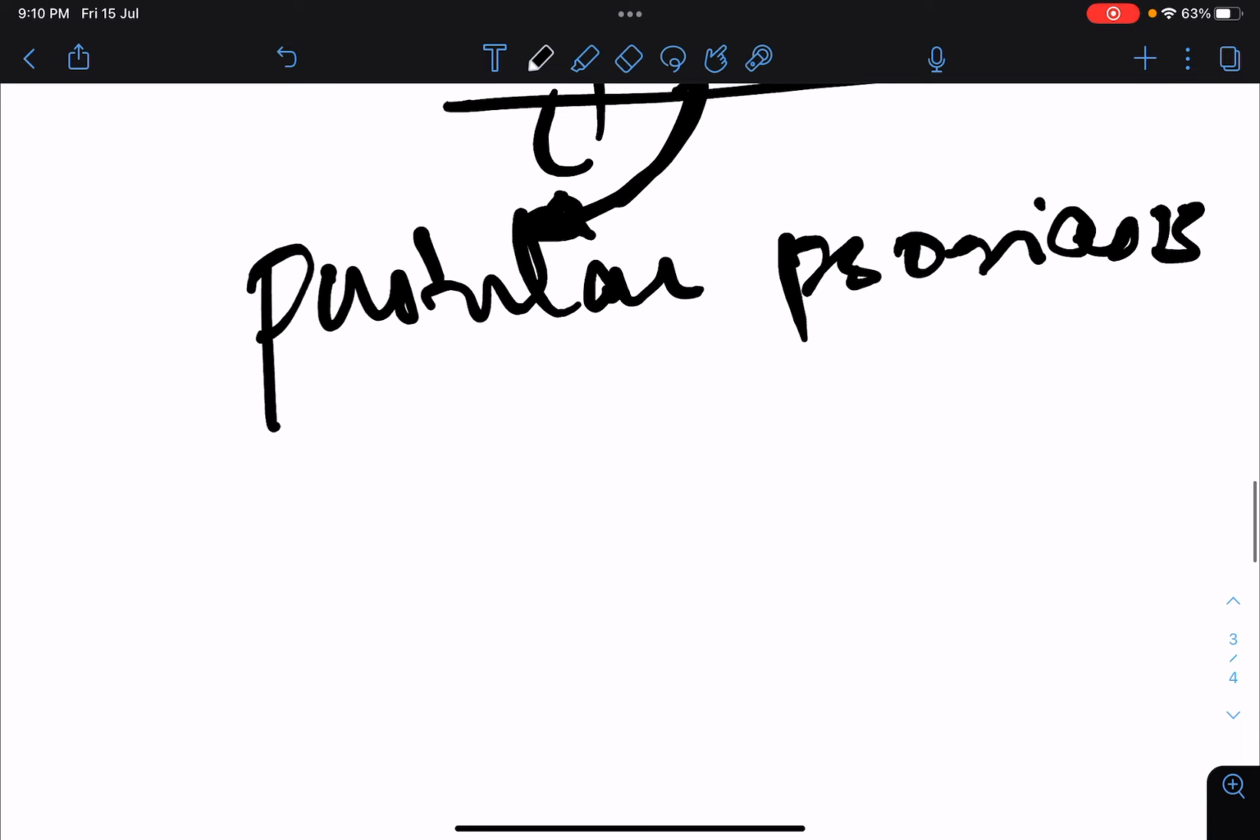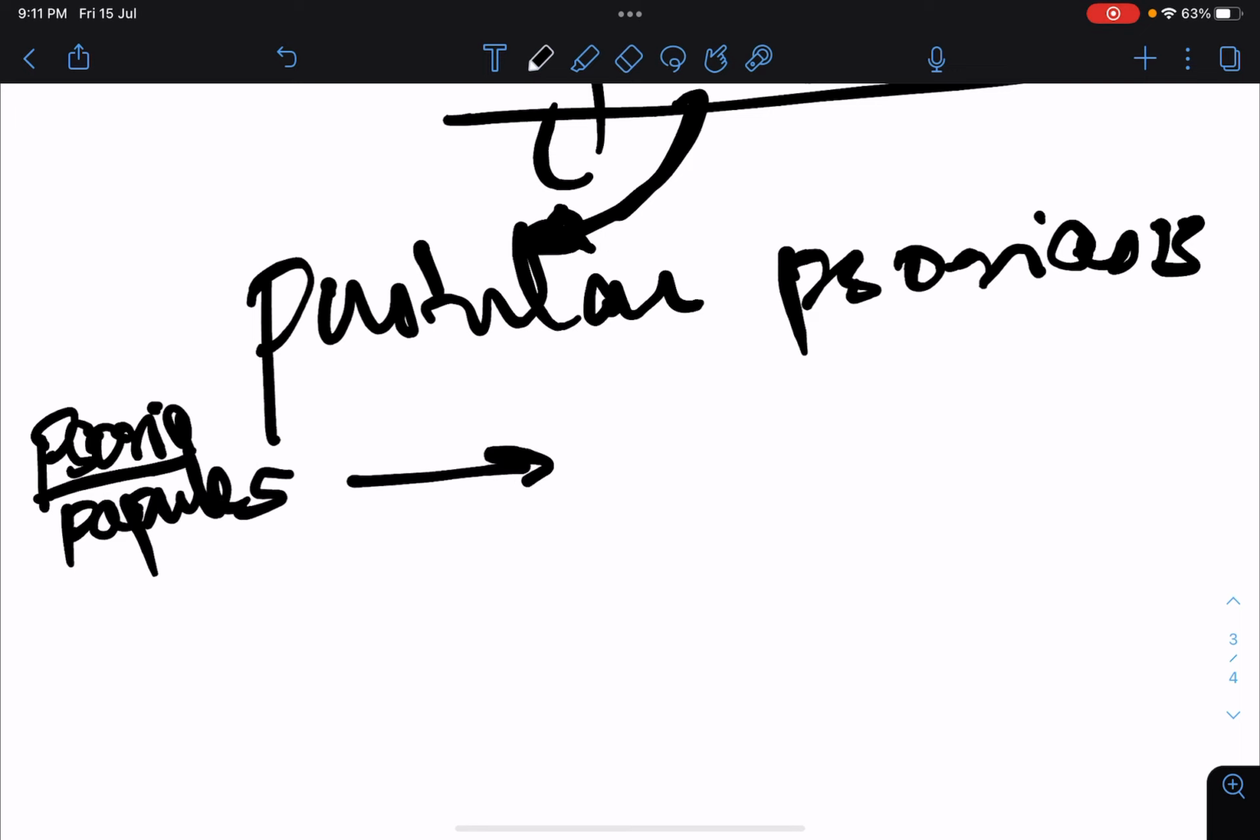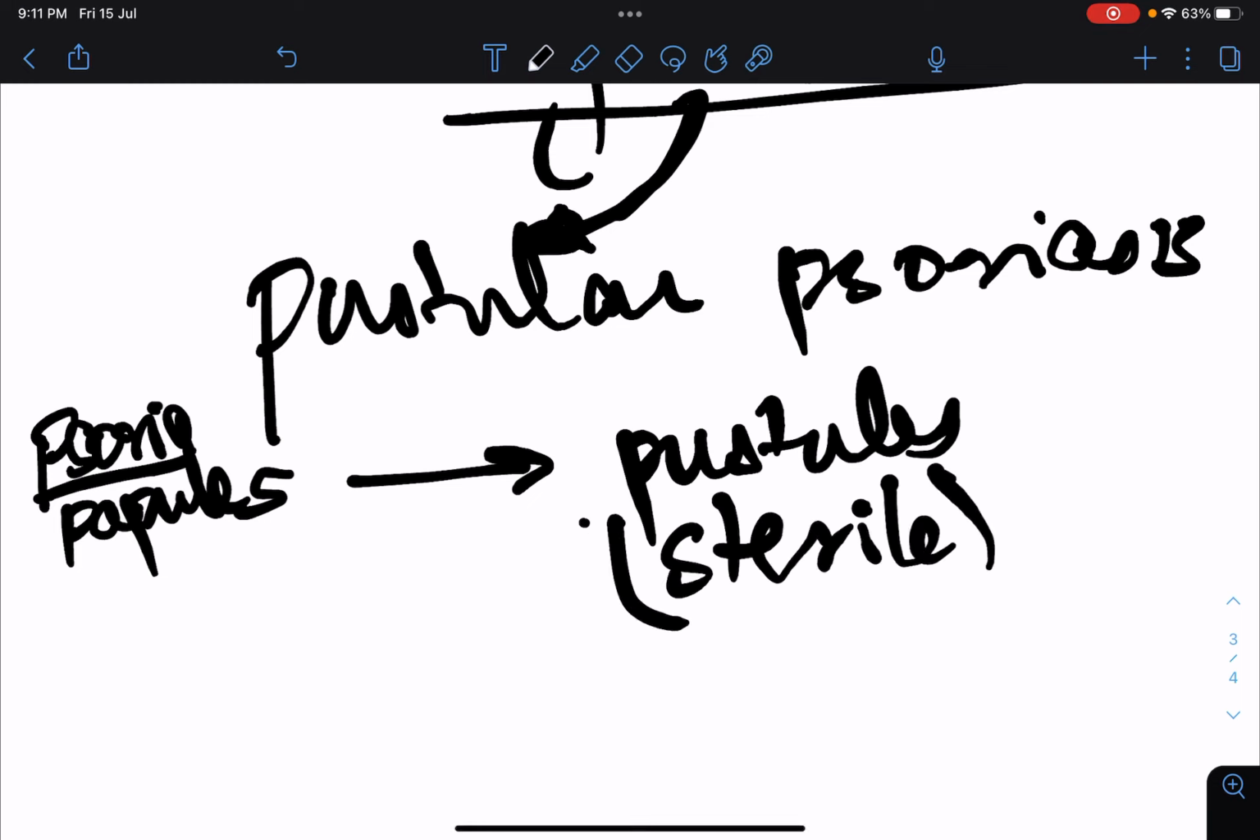What that basically means is that usually psoriasis is a disorder where you see papules, but now these papules have become pustules. Why do they become pustules? Pustule basically means there is pus. Now this pus that is there is sterile. If it was bacteria or any other microbe, then we would call it a vesicle or a bulla. But definitely it's a pustule, which means it is sterile. And pustules are seen on the trunk.